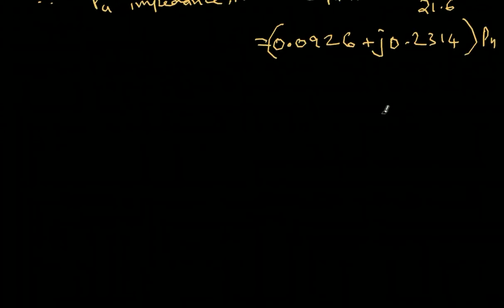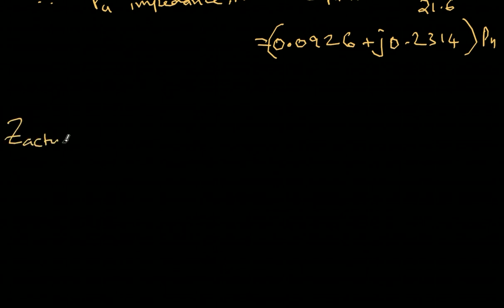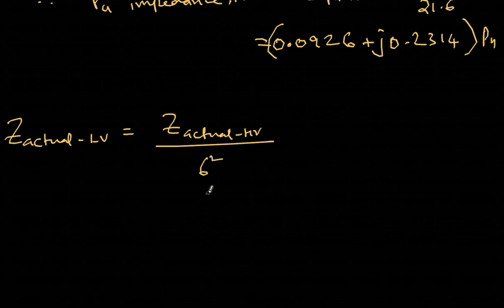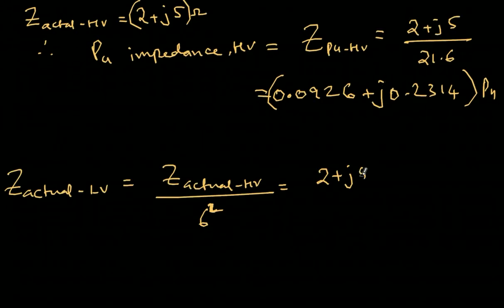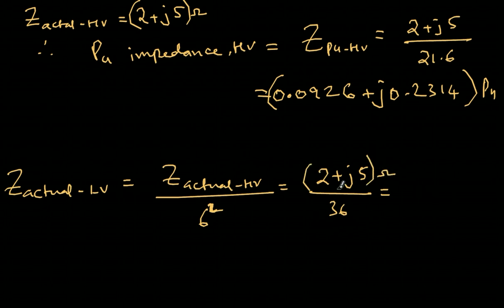So let's do that. Z actual referred to the low voltage side will be Z actual referred to the high voltage side divided by the transformer ratio. Since 1 to 6 is the ratio, we have to divide by 6 square. How do I know it is divided by 6 square? Because on the low voltage side the impedance will be less. So 2 plus j5 is the impedance, and I will divide this by 36. The numerator is in ohms, the denominator is just a number, so I'll get the actual impedance.